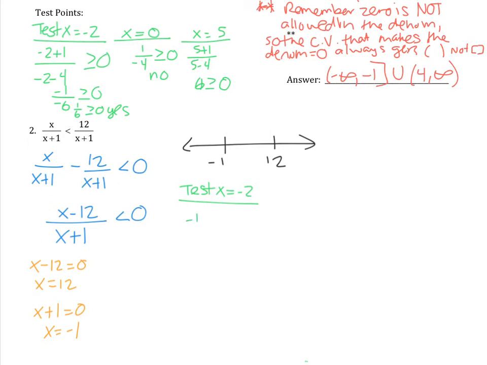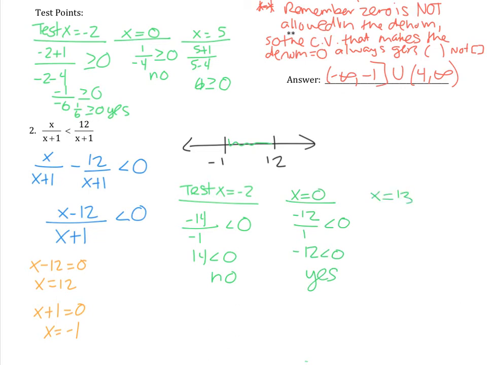So negative 2 minus 12 is negative 14. Negative 2 plus 1 is negative 1. That turns to positive 14, which is not less than 0. Next I'm going to test x equals 0. So I'm going to get negative 12 over 1, which is negative 12 and is less than 0. So I am going to shade in the middle. And then I'm going to test x equals 13. 13 minus 12 is 1. 13 plus 1 is 14. This is not less than 0.